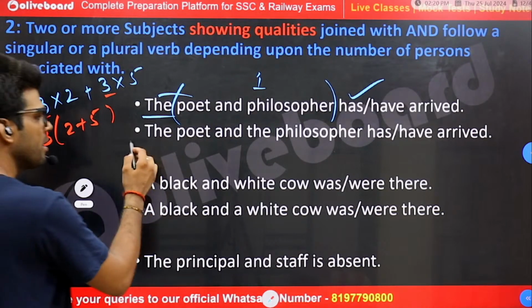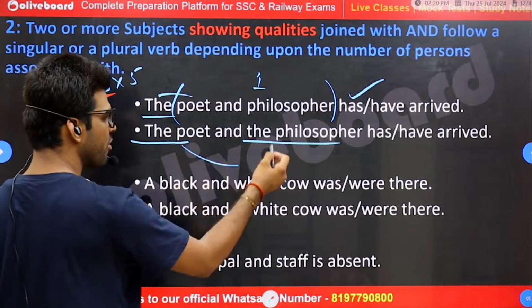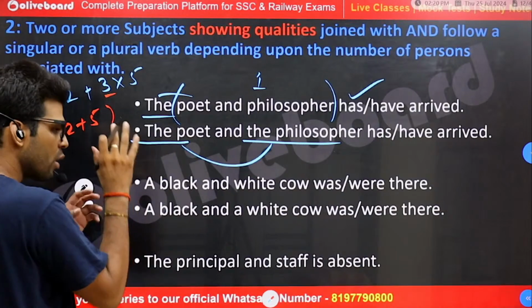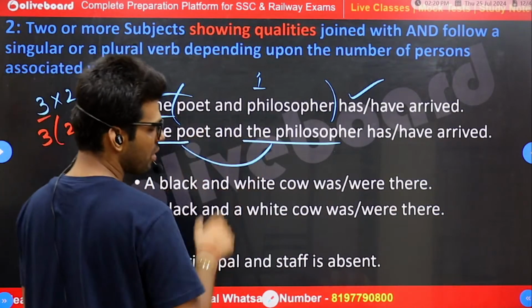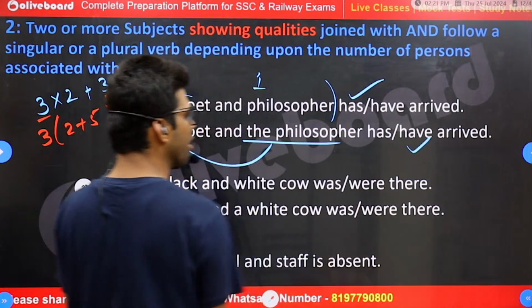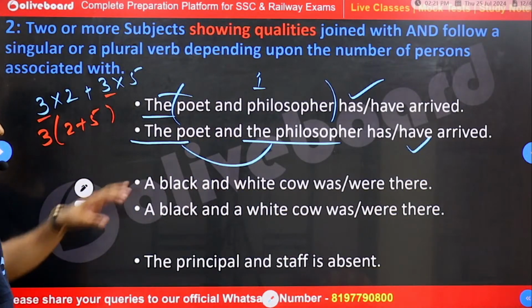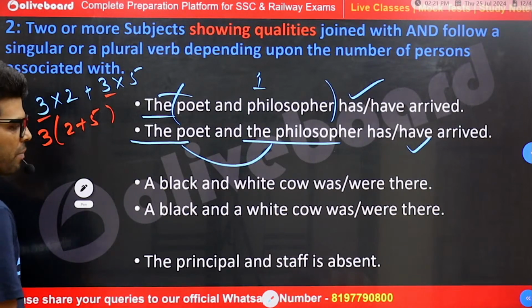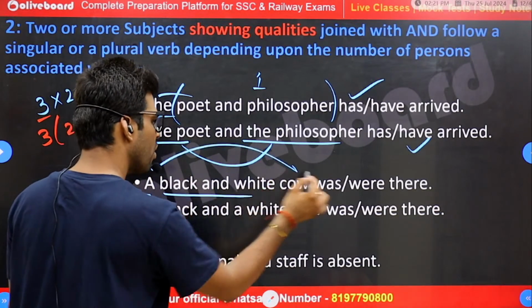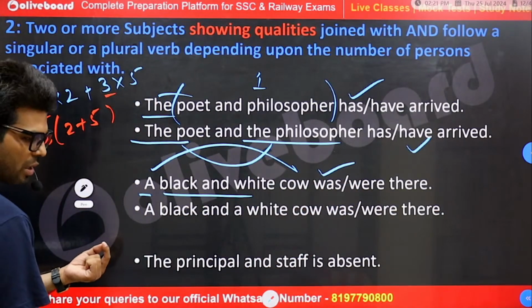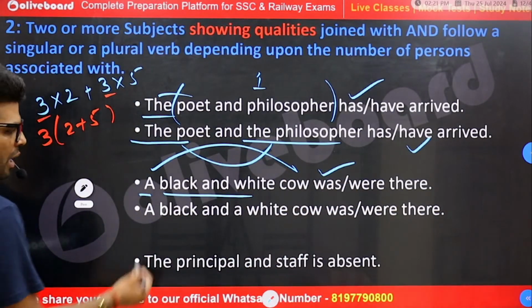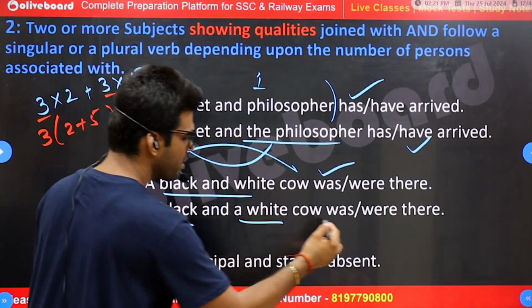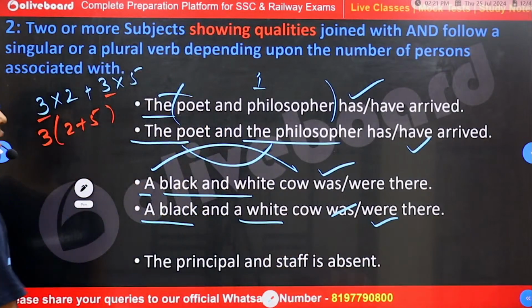But in the second statement, the poet and the philosopher, you are talking about two different people, like 3 into 2 plus 5 into 7. Nothing can be taken common because they belong to two different categories, two different bodies. So for the poet and the philosopher, we can't say "has," it has to be a plural verb here: "have arrived." Because there's a different person, the poet, and a different person, the philosopher. It happens generally. A black and white cow was there, just one cow, which was black and white. But a black and a white, that means a black cow and a white cow, there are two. We say "were there."